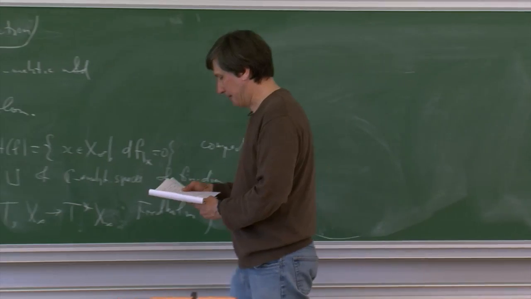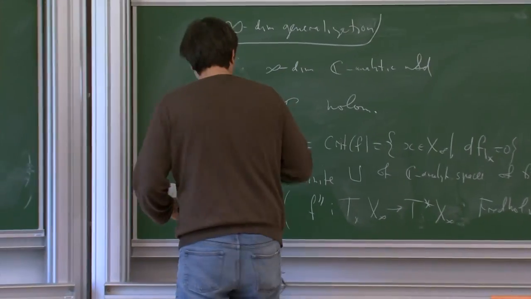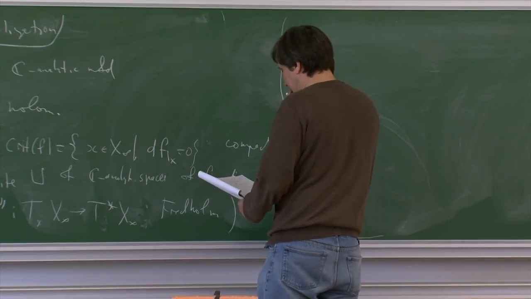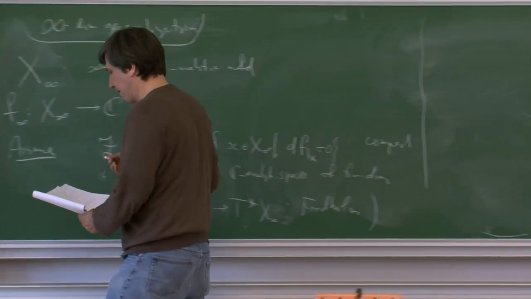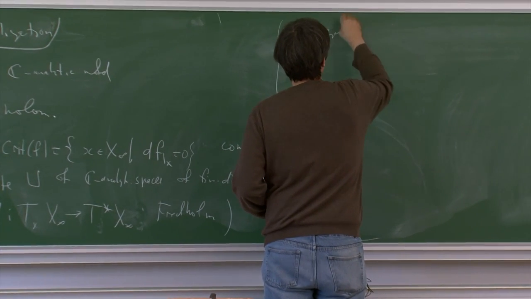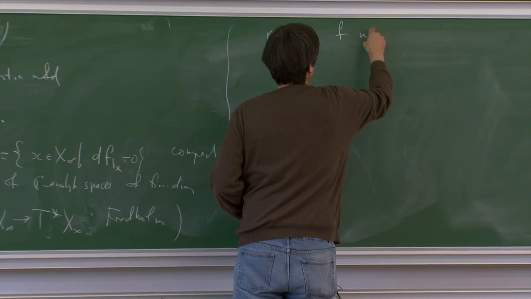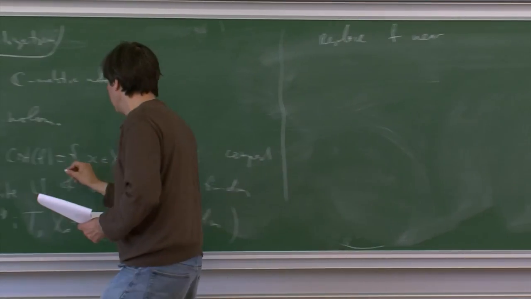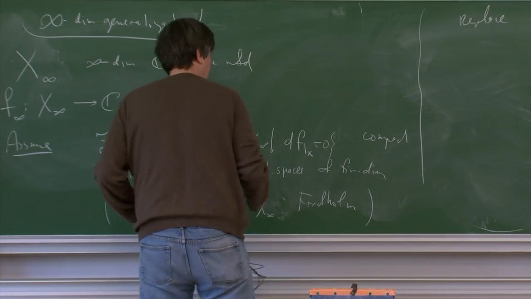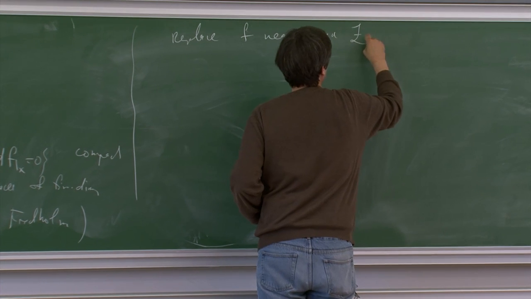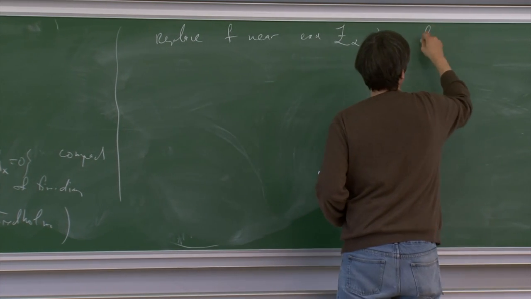So it's a typical situation, and in this case, we can replace f near each component, each alpha, by a finite-dimensional model.